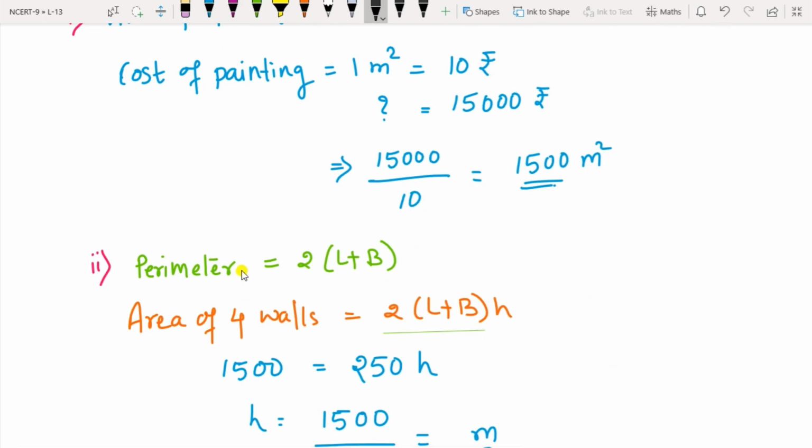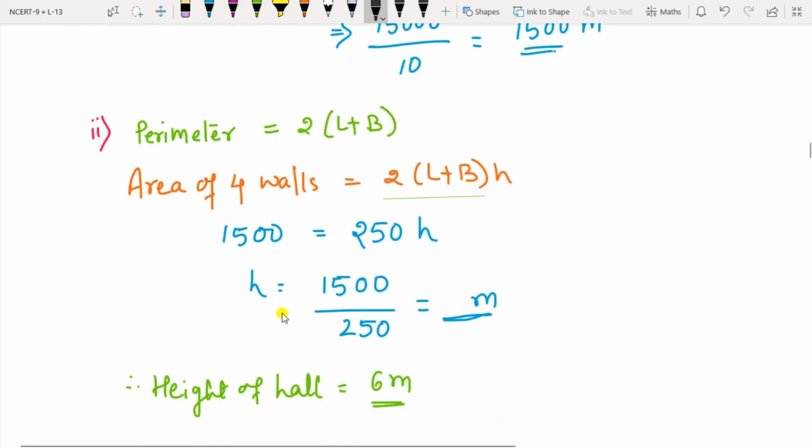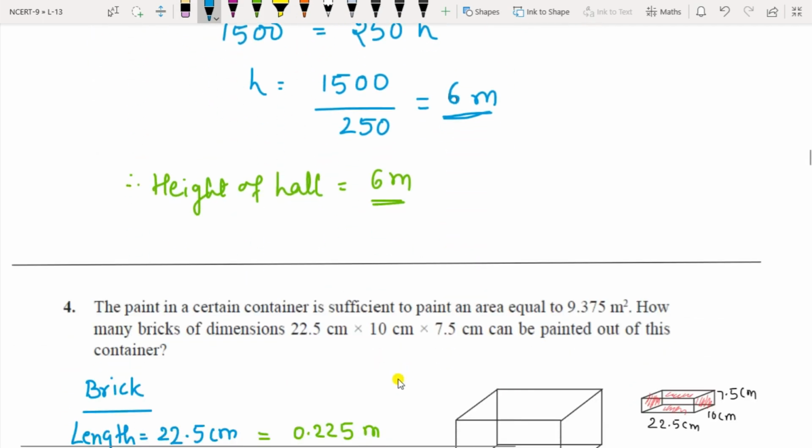So the area of the 4 walls is 1500 meters square. Now the perimeter formula for a rectangle is 2 bracket L plus B, and the formula of area of 4 walls is 2 bracket L plus B into H, in which 2 bracket L plus B is the perimeter which has been given as 250, and you need to find the height. Substitute the values of 4 walls and perimeter, and you will get the height here. So the height here is 6 meter. So you get the height as 6 meter. The answer is 6 meter here. Right? That is the required solution.